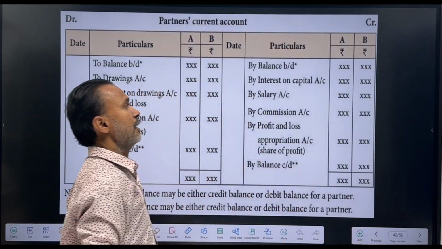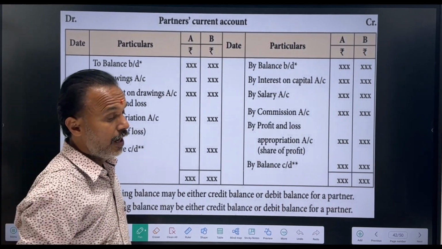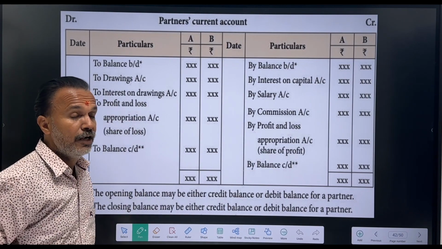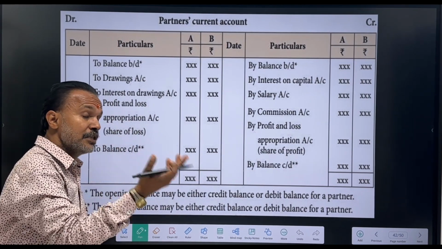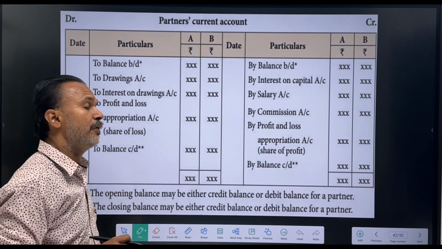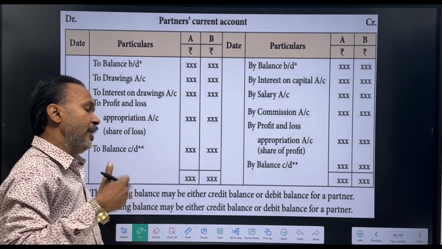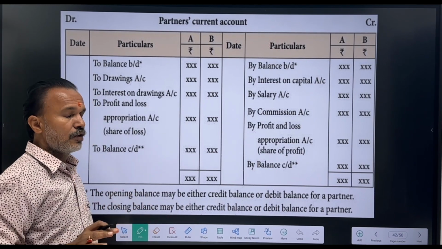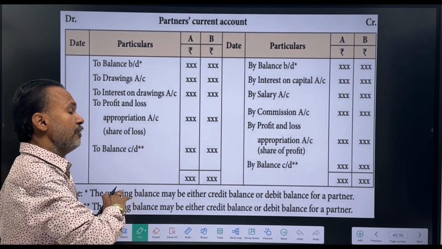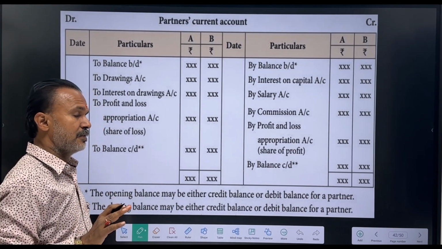Second, partners current account. It is very easy to prepare partners current account. The items which are shown in the debit side of PL appropriation account are shown in the credit side of partners current account, and the items which are shown in the credit side of PL appropriation account are shown in the debit side of partners current account, excluding reserve and net profit. These things are not shown in partners current account, and all other items which are shown in the debit side of PL appropriation account are transferred to partners.